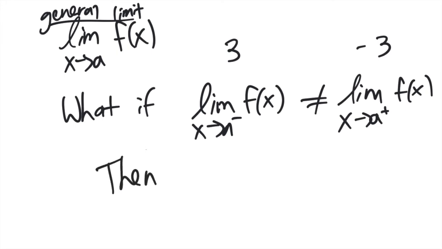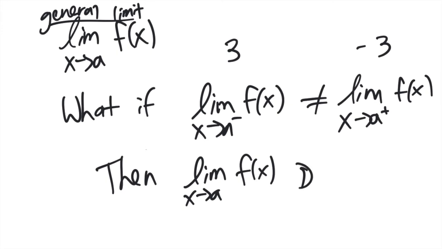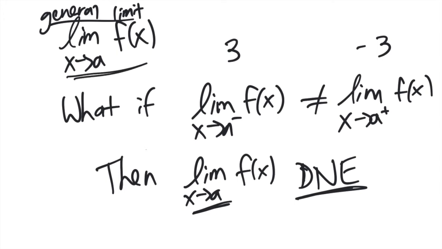then what we would say about the general limit up there of just x going to a, notice without a negative or a positive, of f of x, we would say that limit as a whole, the general limit, does not exist. So that's a kind of sloppy DNE, does not exist. So it is possible for a general limit to not exist. So how do we know whether a general limit exists or not?